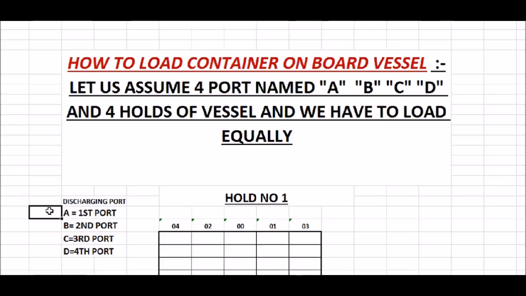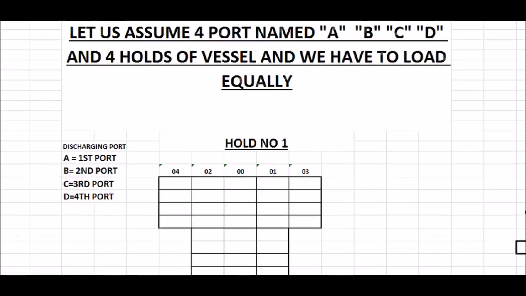So this means that the first discharging port is A. We should be clear that A should be loaded on top because it is the first discharging port. B is the second discharging port, so B should be below, and C should be below that, and D should be the last one to be discharged. So we will do it like this.